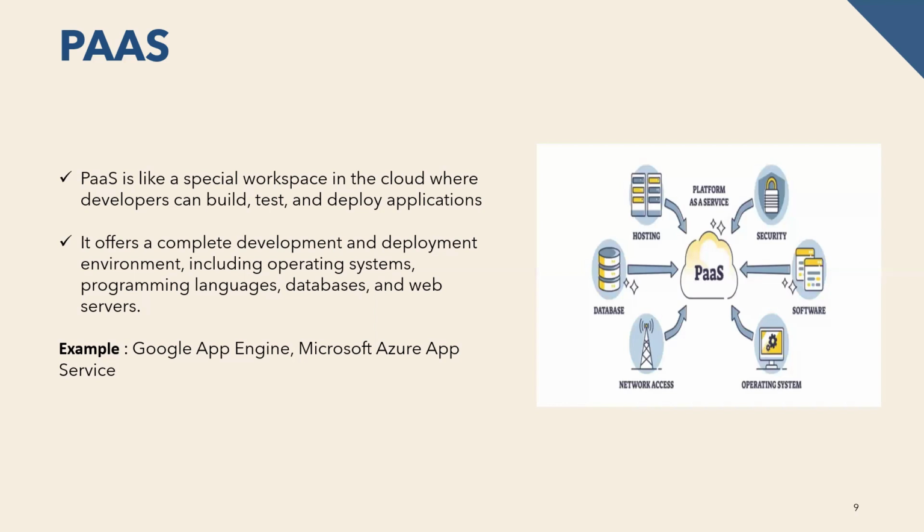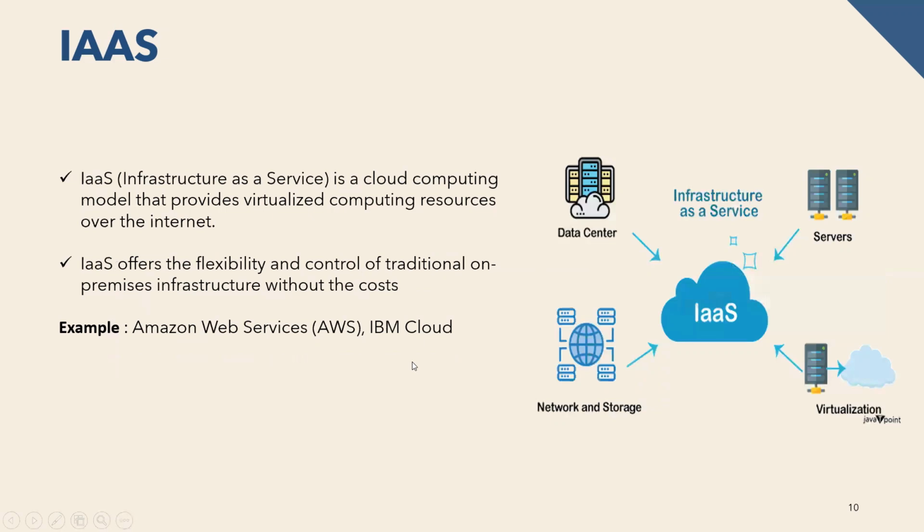One more model in cloud computing is IaaS, which is infrastructure as a service. This is also a cloud computing model where third-party providers deliver and manage the fundamental computing infrastructure, like virtual servers, storage, networking, and operating systems as well. IaaS also works on a pay-as-you-go basis. With the help of IaaS, businesses can easily scale their infrastructure up and down according to their needs.